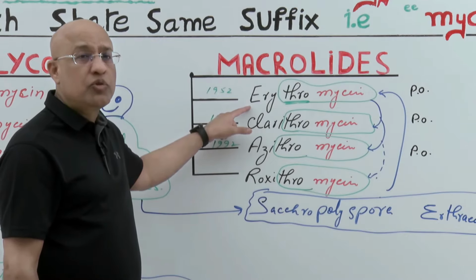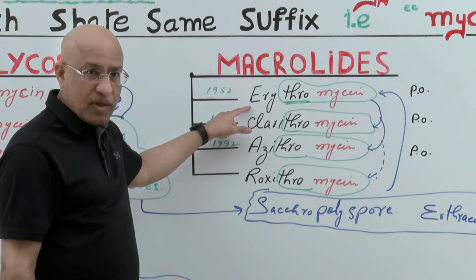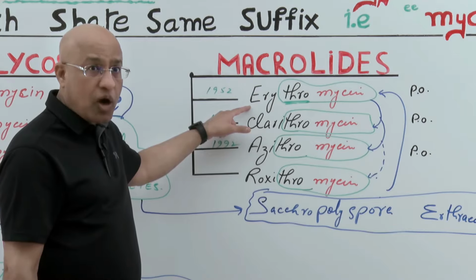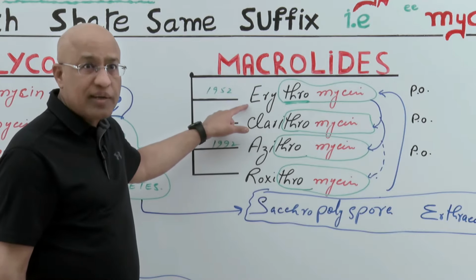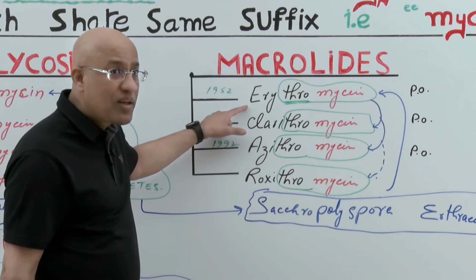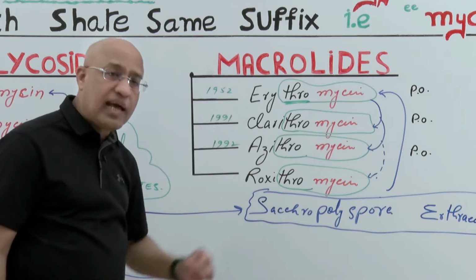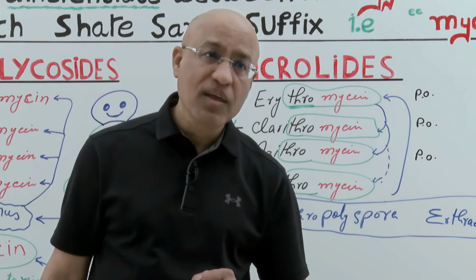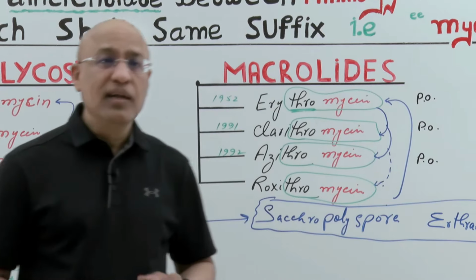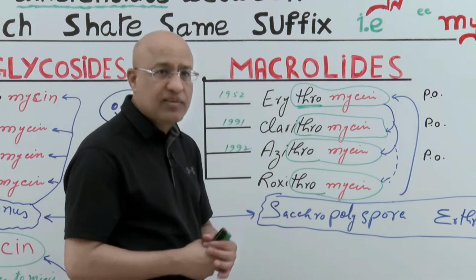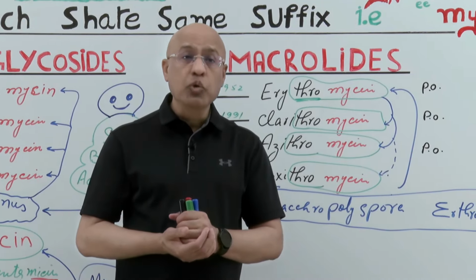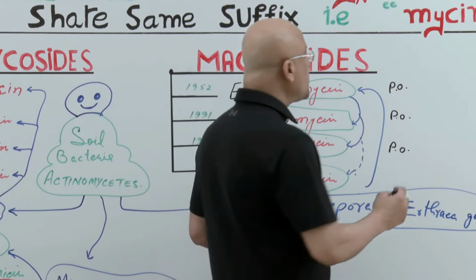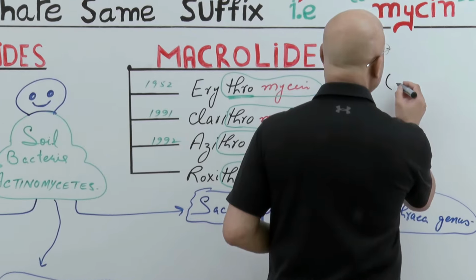Secondly, it also produces a lot of GIT irritation, and because a lot of it is destroyed before it gets absorbed from the GIT, its bioavailability is less. And not only is bioavailability less, but the result is that half-life is also less. When half-life is less, you have to give multiple doses per day. So when we prescribe erythromycin, we have to use it every 6 hourly or 8 hourly.